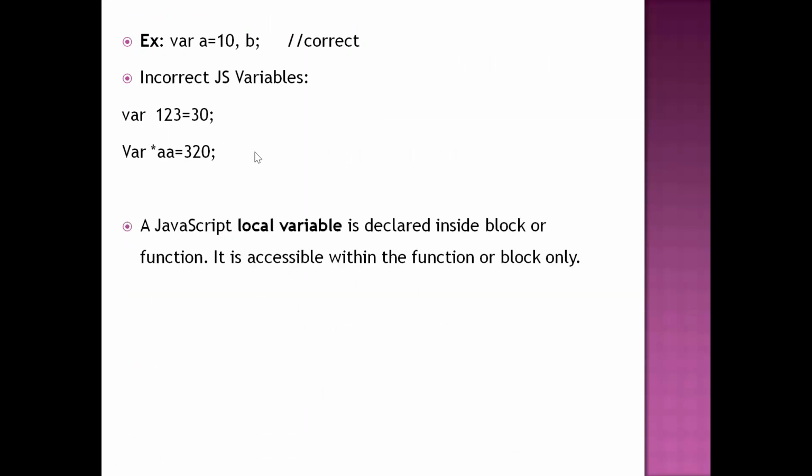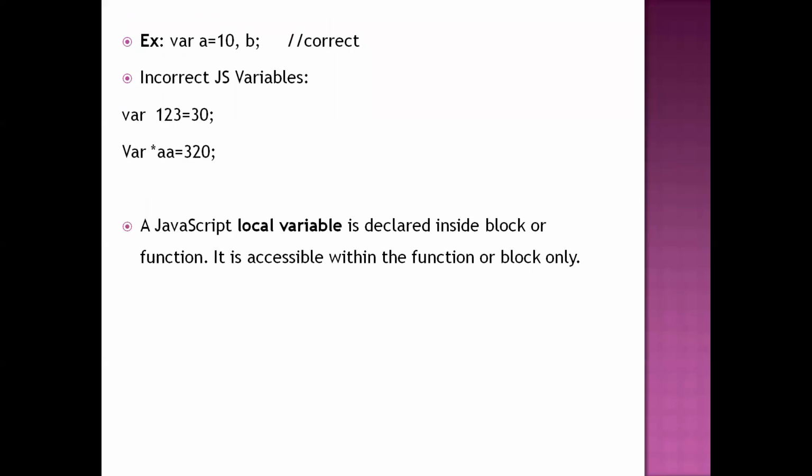Okay. So in a single statement, you can write multiple variable declarations also. This is the correct way to write variable declarations in JavaScript. Now coming to the incorrect way. Suppose you take the variable name as numbers. So this is ultimately a wrong one. And your variable name should not start with any special symbol other than underscore and dollar. So these two are incorrect ways of using JavaScript variables.